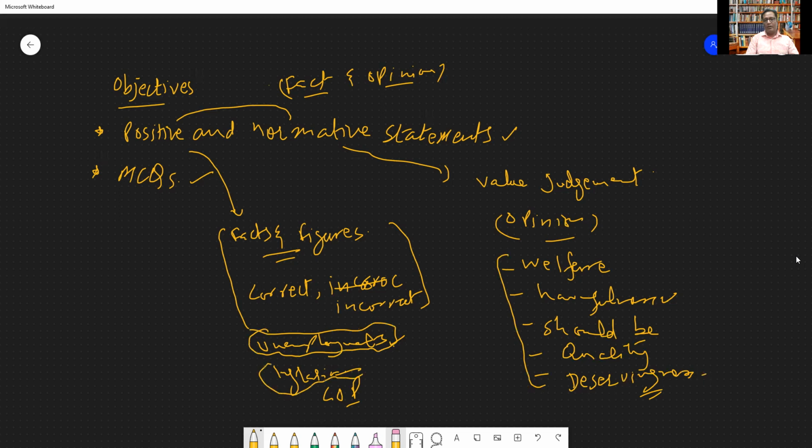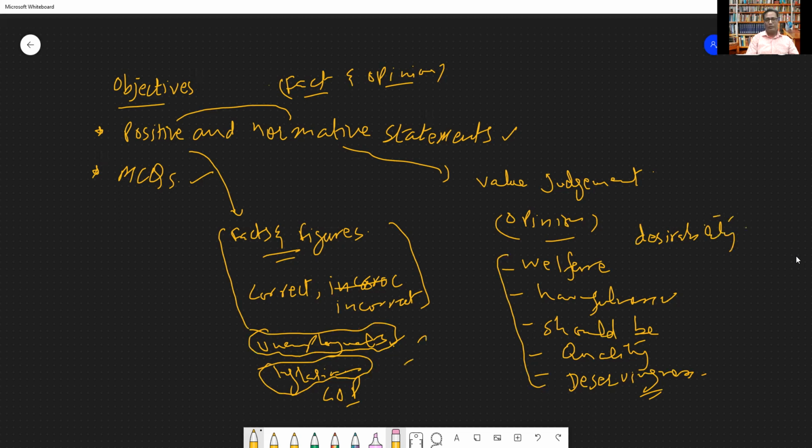When we compare unemployment and inflation by saying that one thing is more harmful than the other, then it will be a normative statement. Desirability is again a term or word that shows opinion. For example, if we say that it is more desirable to go to school instead of going to the cinema, then desirability is again a normative statement. It can be the opinion of someone. Okay, so this is the basic topic.